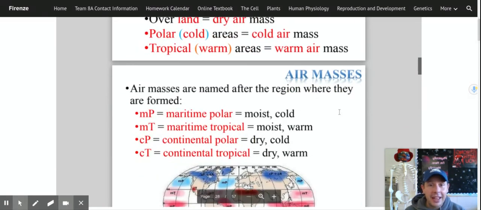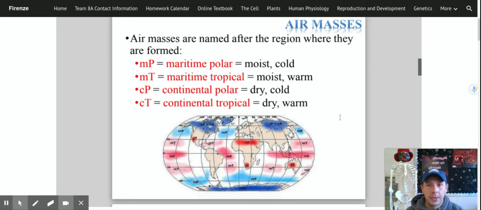So now, time to fancy it up a little bit. All right, Bones, let's fancy it up. Time to name the air masses. And as long as you can keep these names straight, this is going to be really, really simple to understand. Air masses are named after the region where they were formed. But we're going to change the words around a little bit. Instead of saying wet air, or moist air, we're going to say maritime air, which means moist. Instead of using the word cold, we're going to use the word polar. So we're just going to change the words around a little bit.